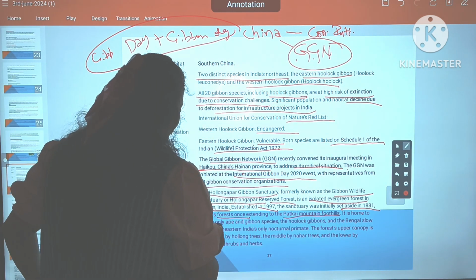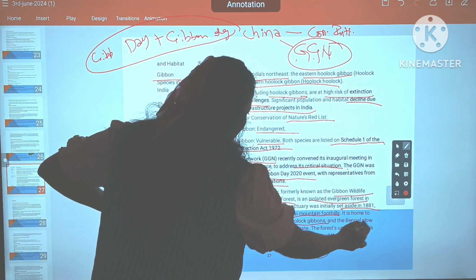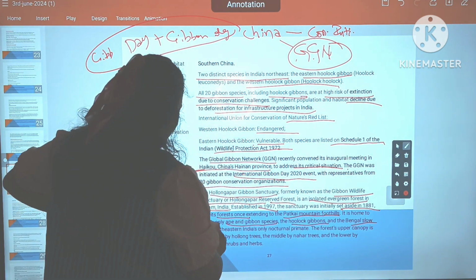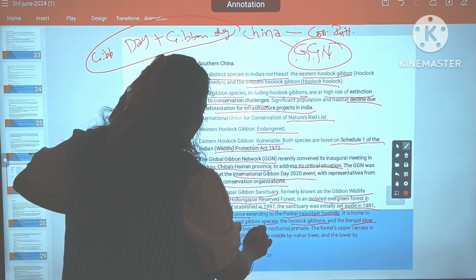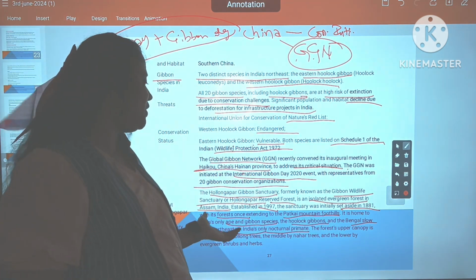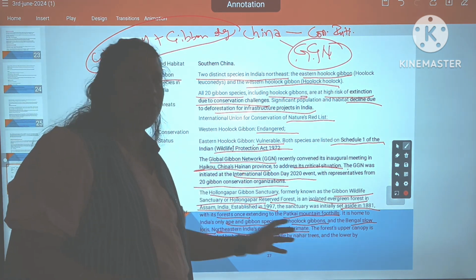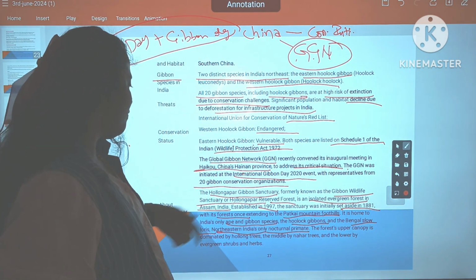It is home to India's only ape gibbon species, hoolock gibbons, and Bengal slow loris, northeastern India's only nocturnal primate. So along with gibbons, there are slow lorises, a nocturnal primate, also present in this forest area.